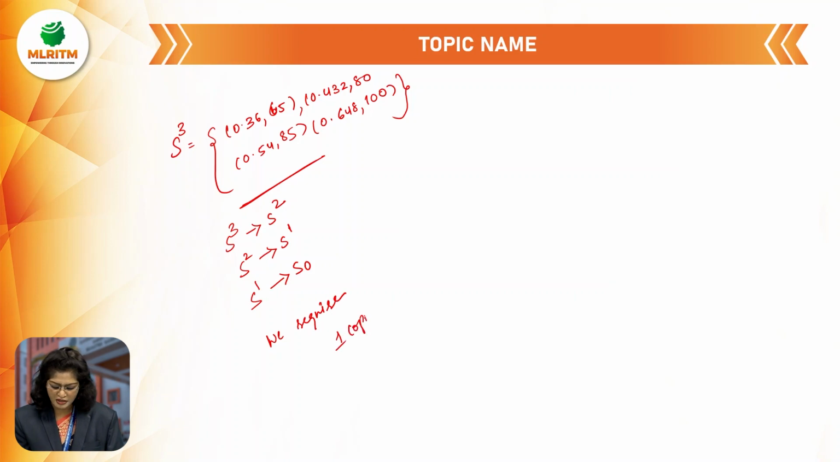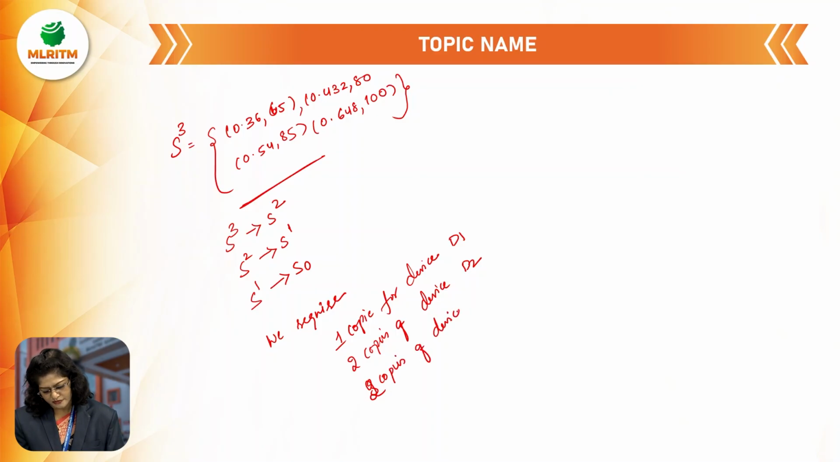So how many copies did we use for all that required combination? 1 copy for device D1, 2 copies of device D2, and 2 copies of device D3. So M1 equals 1, M2 equals 2, and M3 equals 2. So this is your final answer.